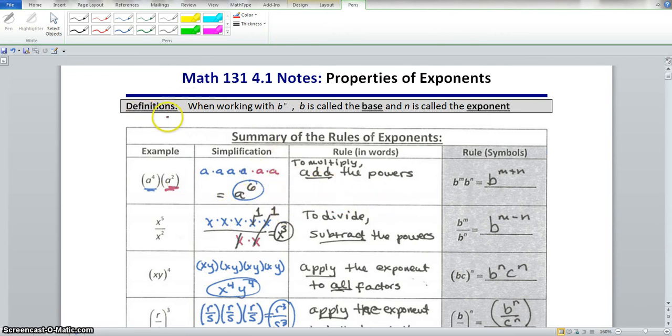So first, we have the definitions. It says when working with b to the n, b is called the base and n is called the exponent, or some people call it the power. Okay, now we have our first example.